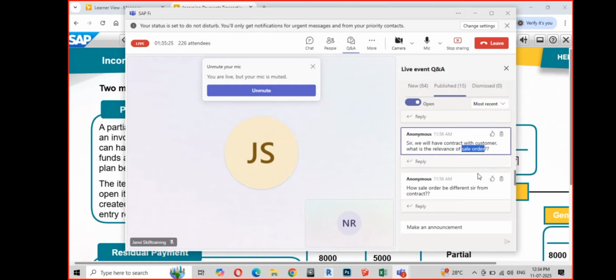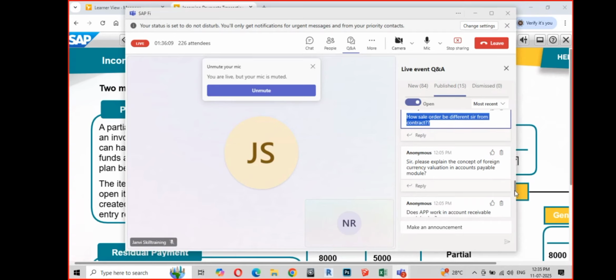Why a sale order in SAP? It is because of this. I sign a legal paper with my customer. That is different. How does SAP know that you have signed a contract? So that legal understanding between you and your customer is understood by the SAP system through a purchase order for your vendors and through a sale order for your customers. It is not different from a contract. Clear? So I hope these two questions are answered.